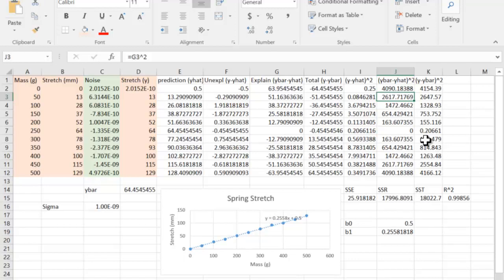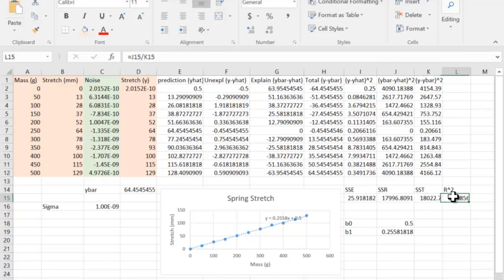And finally, column K is the square of column H, which is the actual value minus the mean. If I add those squares, I get sum of squares total. So again, here in column I are the values that are generating SS residual. Here is SS regression, and here is SS total.